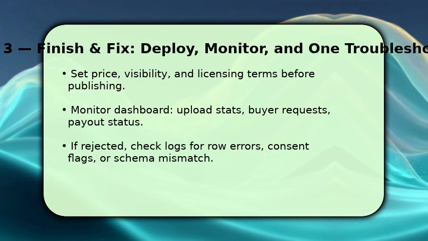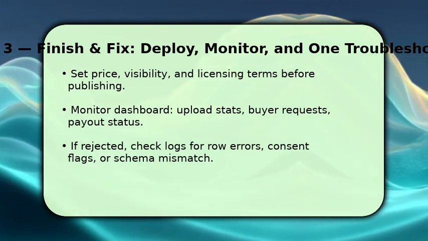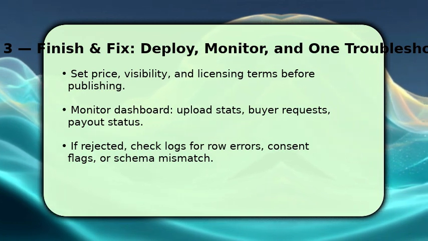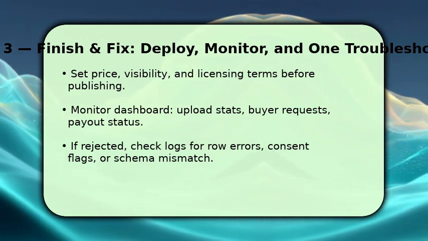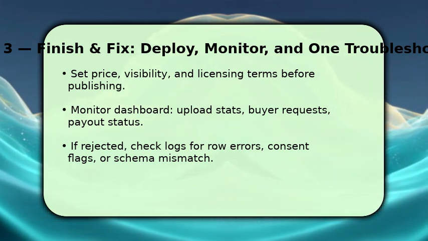If the dataset is rejected, consult the rejection log. Common causes are row-level errors, missing consent flags, or schema mismatch. Fix the source CSV, then rerun the dry run. When in doubt, remap fields and validate again before republishing.